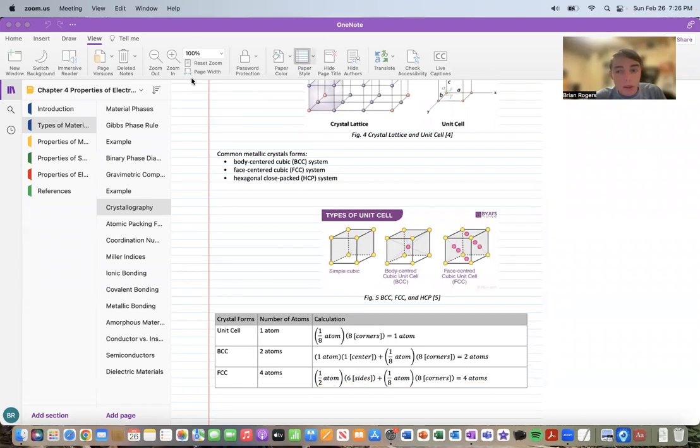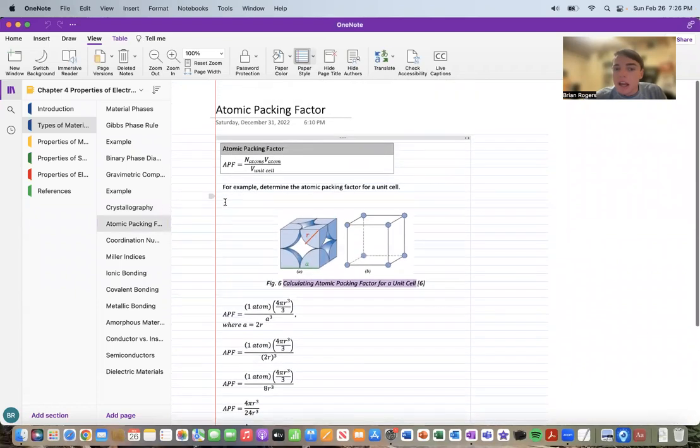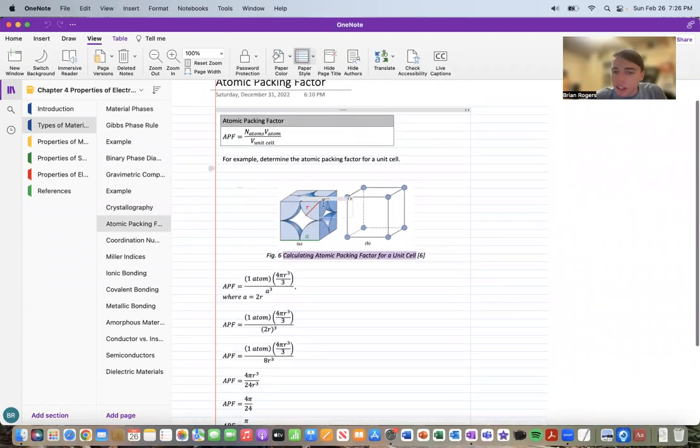Now that we talked about that, we're going to move on to the atomic packing factor. And this is sort of where you can see a good representation of our unit cell right here. But notice how it enlarges the atoms at each of the corners. And so you can see how only an eighth of the atom is within each of the corners.